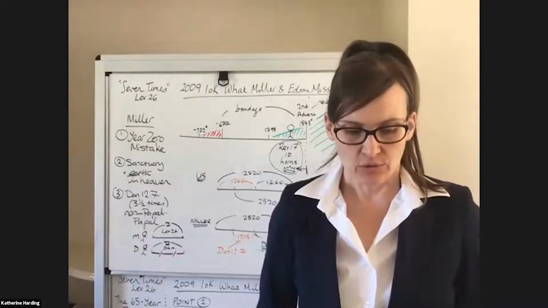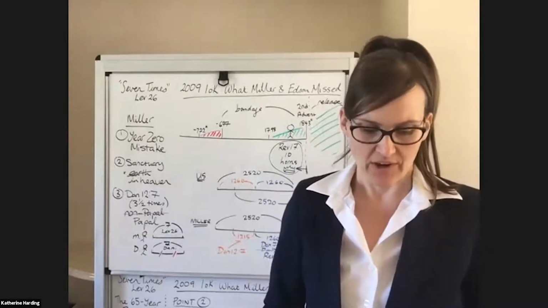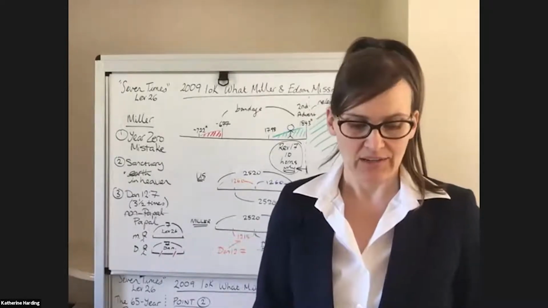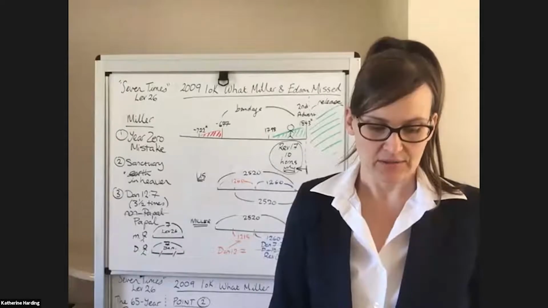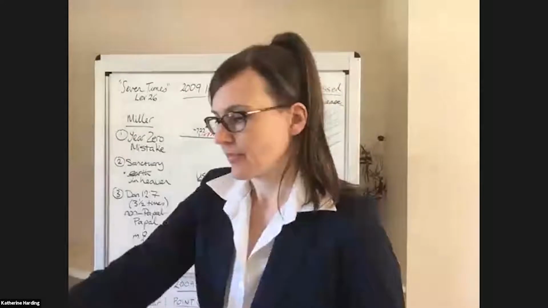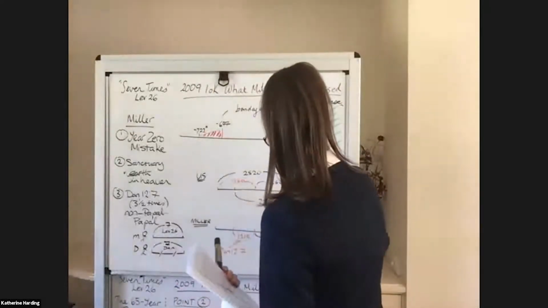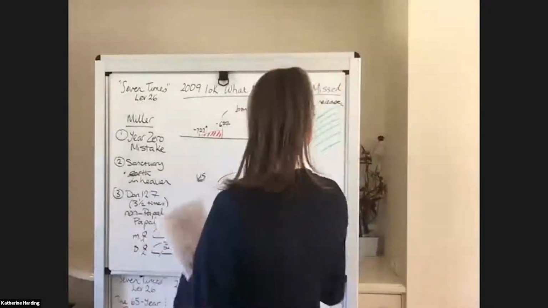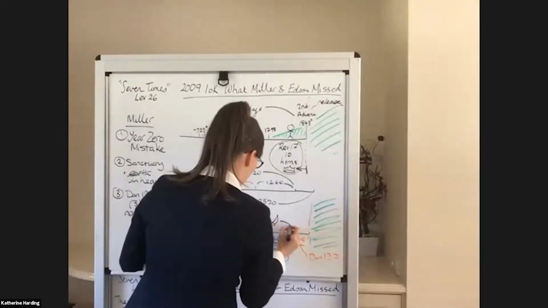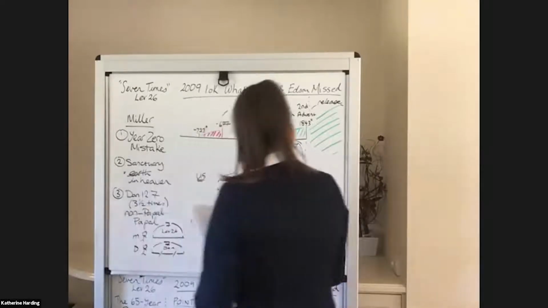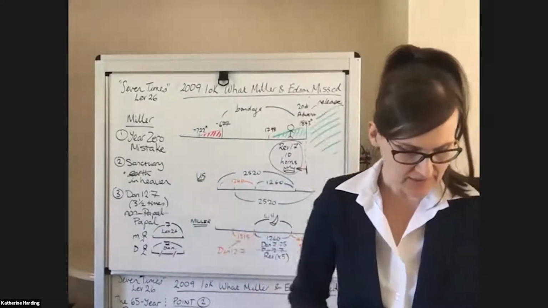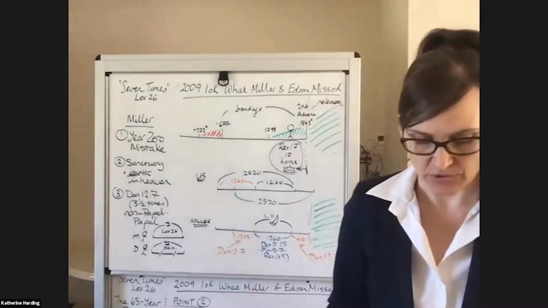Daniel was informed that the little horn would speak great words against the Most High and shall wear out the saints of the Most High and think to change times and laws, and they shall be given into his hand until a time, times, and the dividing of time. That's the little horn. That's one of the things that Daniel saw.